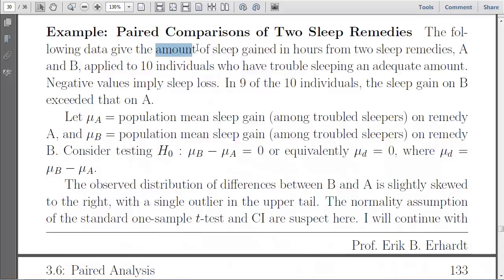And then we give them each two sleep remedies. One sleep remedy, which we'll call remedy A, on a particular night, and then on another night we'll give them sleep remedy B. What we care about is the amount of sleep gained in hours from these two sleep remedies. So we effectively need to calculate the difference of how much sleep did I get on remedy A minus my average sleep, and then the same thing for remedy B.